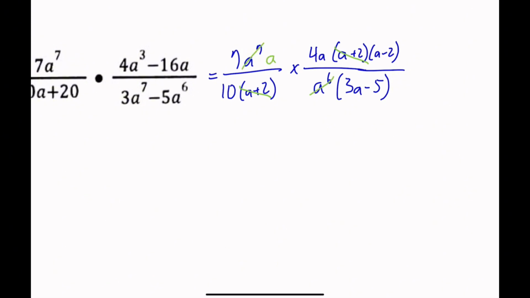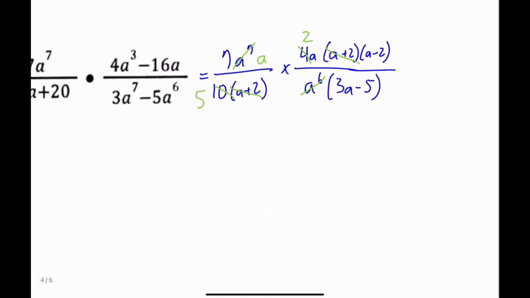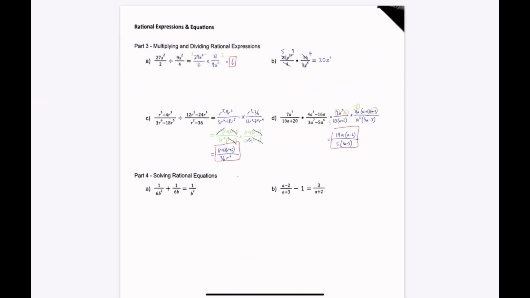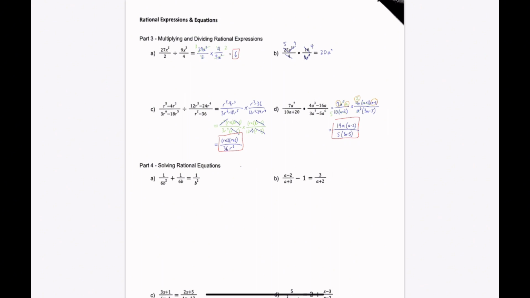They rhymed. And then 10 and 4, we can reduce that to 5 and 2. And that's all that we can do. And so this is going to be equal to, what is it? 5 times 3a minus 5. And then the numerator is going to be 7a, 2a minus 2. So that's going to be 7 times 2 is 14. And then a times a minus 2. And that is our answer. And I hope you understood everything.